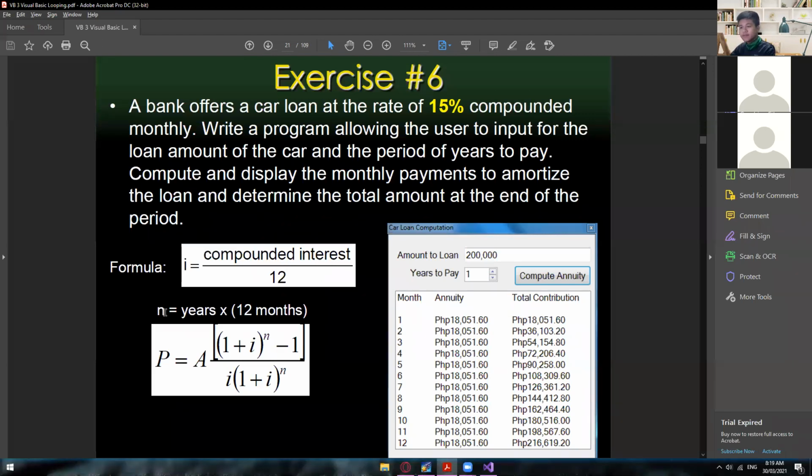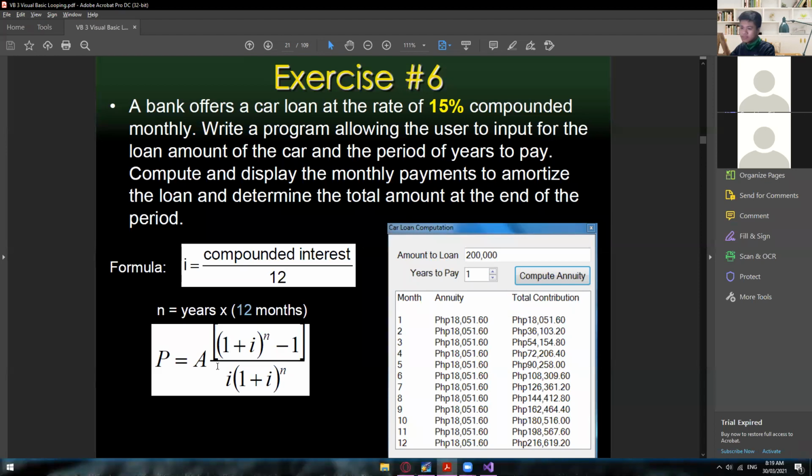Okay. And we have here the N or the count of years, wherein of course you have to multiply that by 12. So if you're going to put here 1, then it will be multiplied by 12, then it will give you 12 months in total. Okay. So if it's 2 years, of course, it will give you 24 months to pay. And here is the formula for the, I think this is the, A is the amortization.